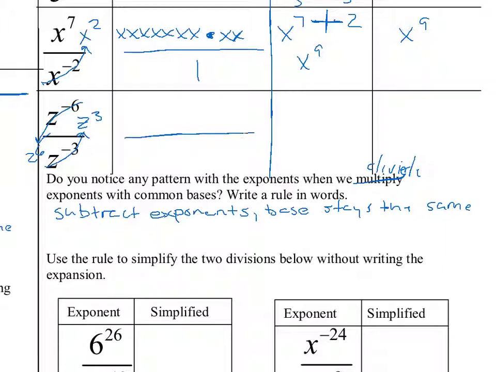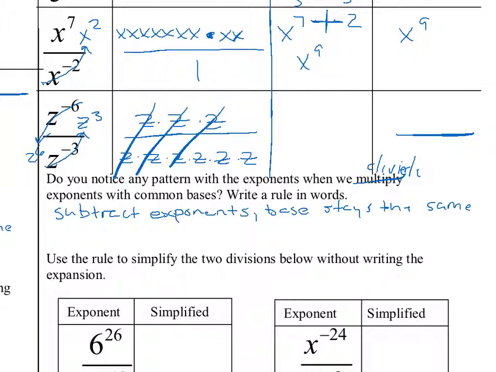So when I do the expansion here, I have z to the third, z times z times z, over z to the sixth, which is now on the bottom, z times z times z times z times z times z. One z cancels out with z, one z cancels out with z, one z cancels out with z. I've got 3 z's left over on the bottom, z to the third. And if there's nothing left on top, that means that we should put a 1.